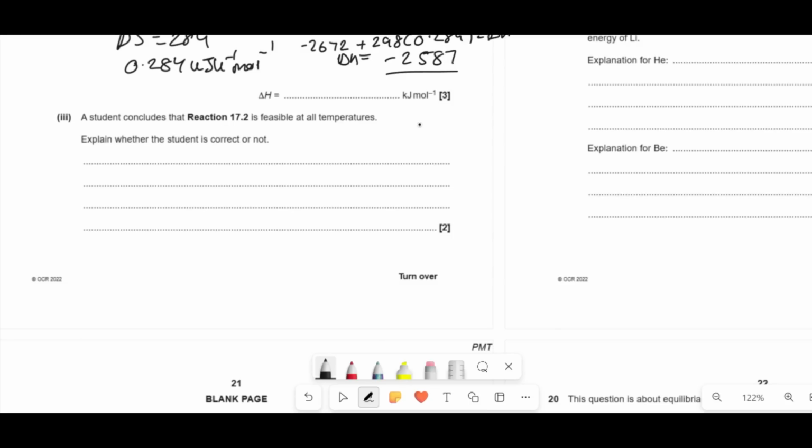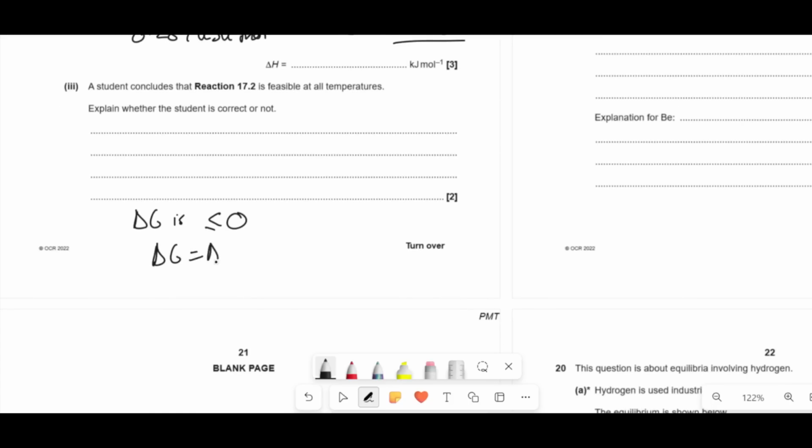So now the student concludes that this is feasible at all temperatures. Explain whether this is correct or not. So the only time that you can have a reaction that's feasible is when delta G is less than or equal to 0. So you need to look at the formula. Delta G equals delta H minus T delta S, right? So if it's feasible at every single temperature in the universe, then this thing has to be 0.